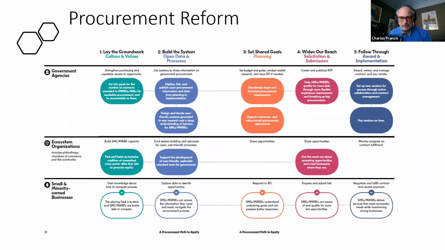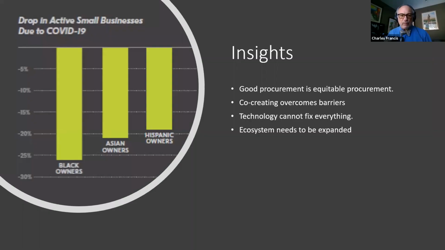So again, it's a webinar all on its own. I just want to talk about change is possible. I want to talk at a very high level of some of what we can look at. So here's some insights. Good procurement is equitable procurement. Solutions that advance equity also support other goals like value for money, efficiency, and transparency. So there are myriad reasons for governments to adopt more user-friendly technology and processes, more open data, and outcomes-based contracting.